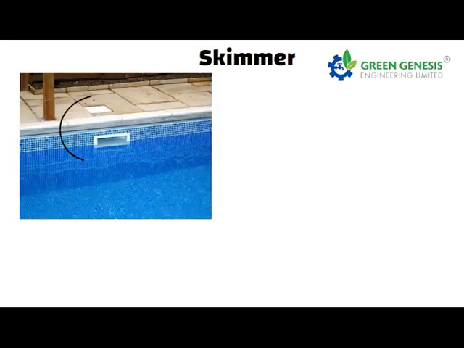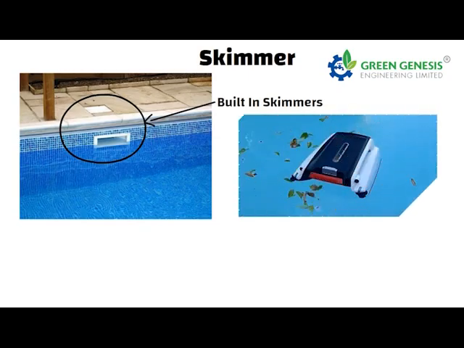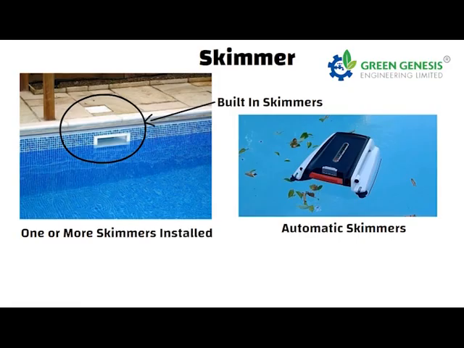Skimmer. A skimmer is most often a rectangular opening in the pool wall near the top at the water surface level. The rectangular openings located on the side of an in-ground pool are referred to as built-in skimmers. Robotic skimmers or automatic skimmers are also available in the market. Depending on the size of the pool, you may have one or more skimmers installed.